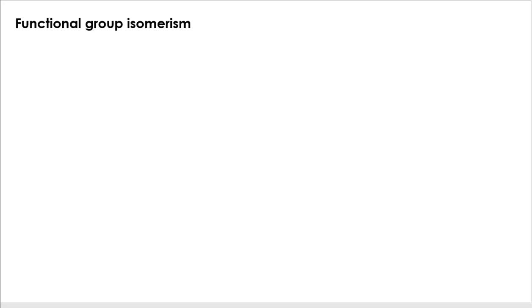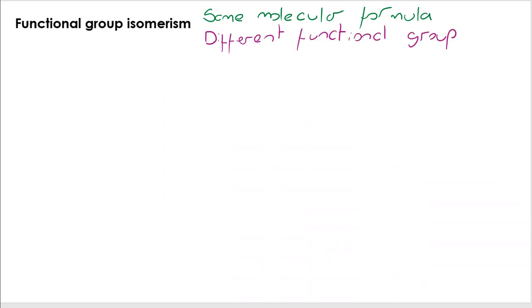Finally, functional group isomerism. 3rd type of structural isomerism. So once again, the same molecular formula, but this time a different functional group. Now, there's actually 3 key functional group isomers that you will need to remember the pairings of that come up very, very commonly. So I'm going to show you examples of each of them.